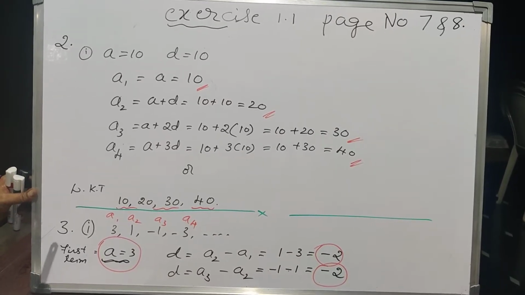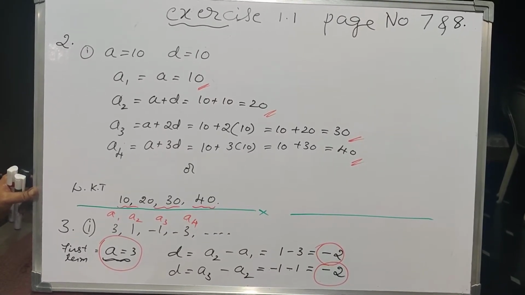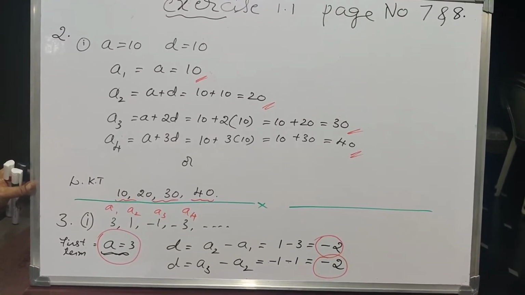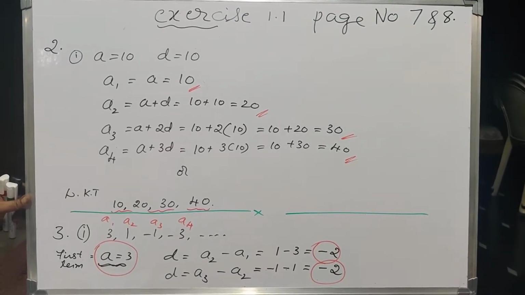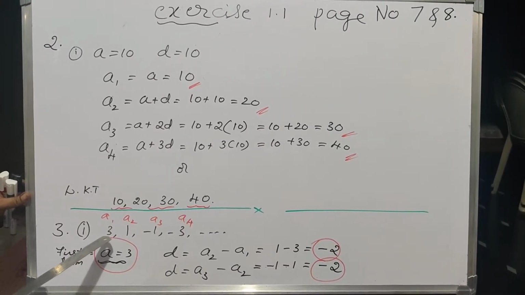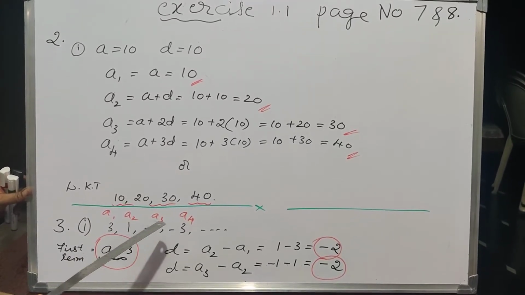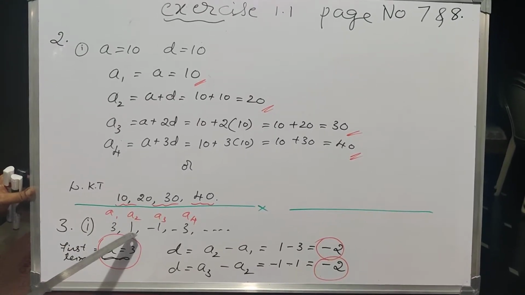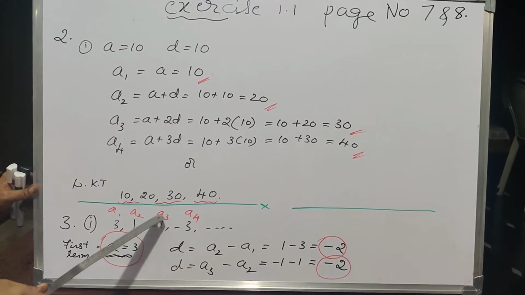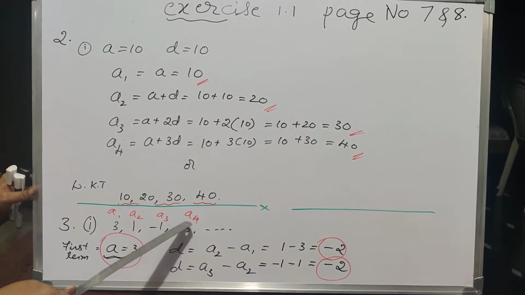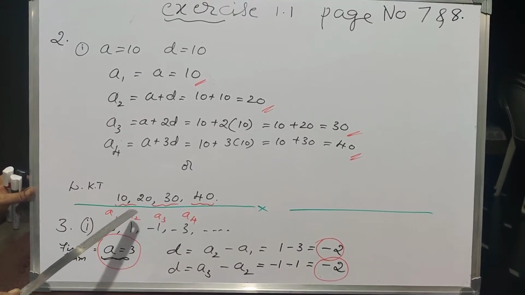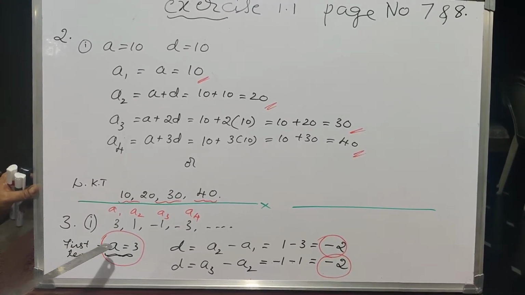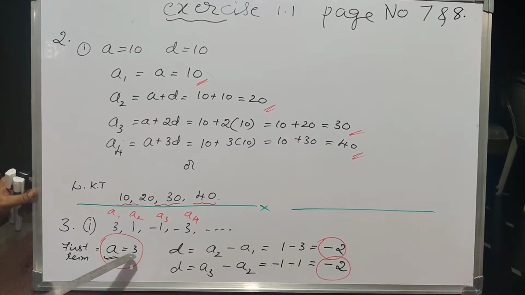Now the third one is, for the following APs, write the first term and the common difference. I am solving the first problem in that. See, the first problem is 3, 1, -1, -3, etc. Here 3 is A1, 1 is A2, -1 is A3, -3 is A4. First term, second term, third term, fourth term. They ask for the first term. Therefore, the first term, that is A, is equal to A1, that is equal to 3.